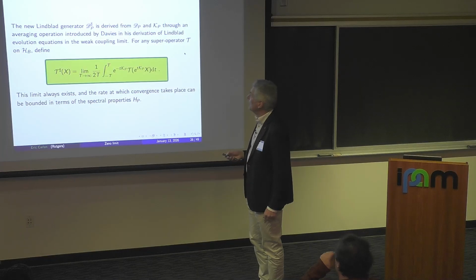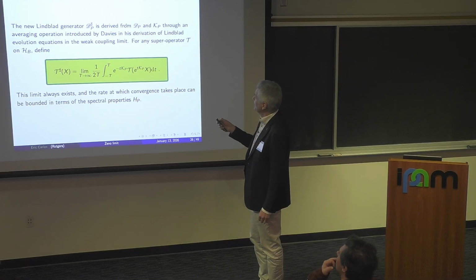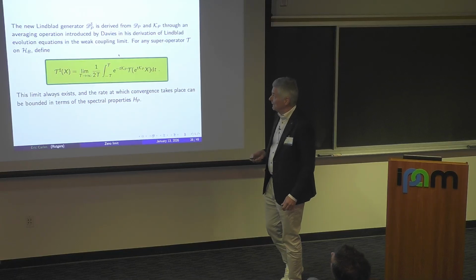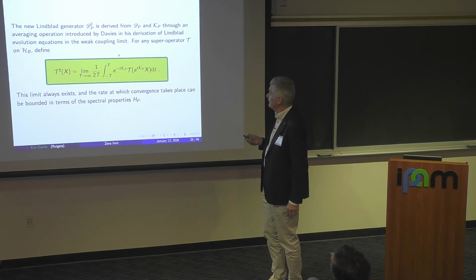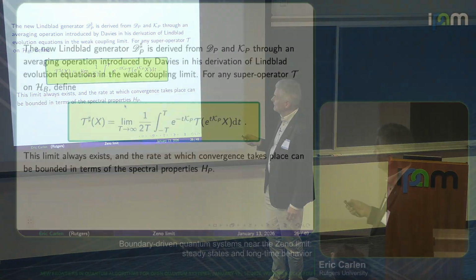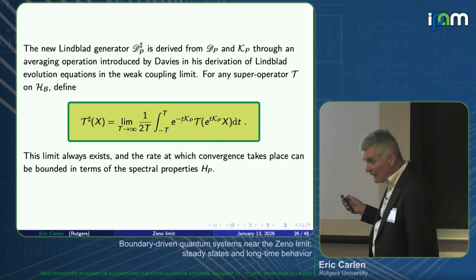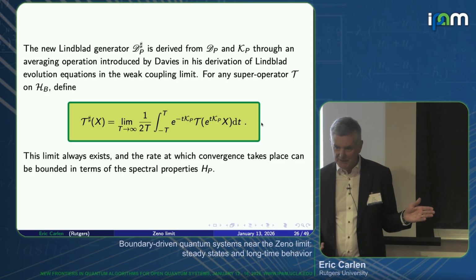And to prove that, we're going to introduce a new Lindblad generator, and it's derived from these two pieces using exactly the method that Davies used in his derivation of Lindblad evolution equations in the weak coupling limit. So we've seen these formulas showing up in several talks already. Let me remind you, for any superoperator T, define this thing. So you take your X, the operator, you run it forward under the coherent evolution, you apply T, run it backwards under the coherent evolution, and average, integrating from minus T to T.